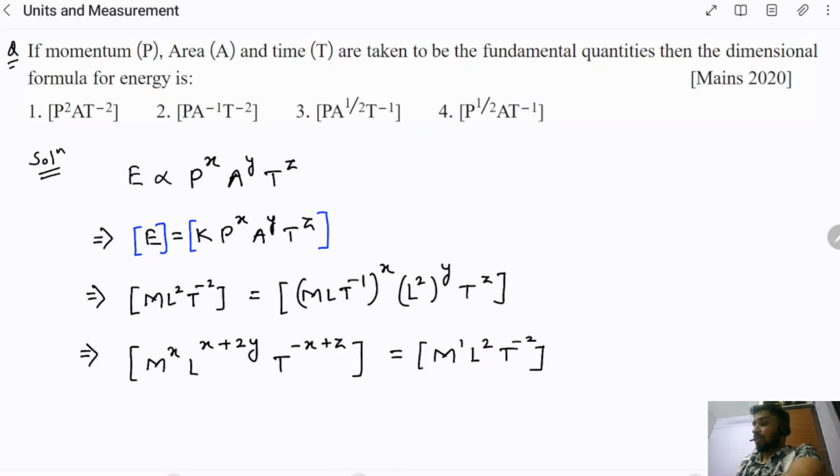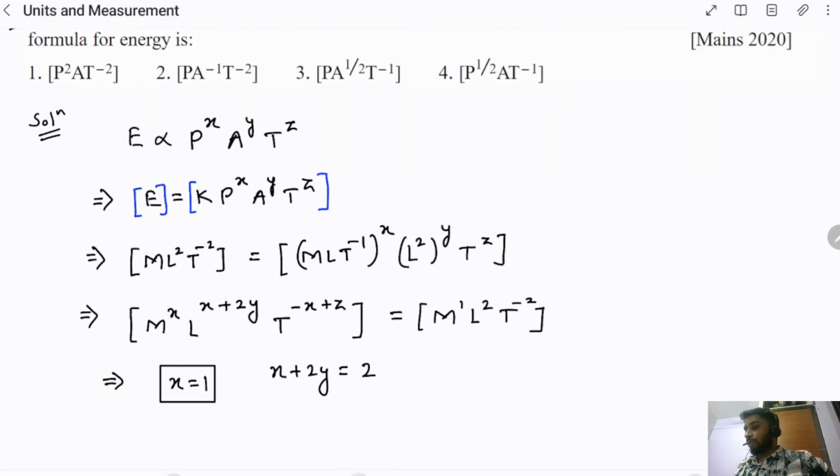Now again the same process, we are going to equate the powers of the same bases here. Power of M on the right hand side is 1, so x should be equal to 1. So from there we are directly getting the value of x, and then if we equate the powers of L, then x plus 2y should be equal to 2. So if we put x equal to 1 here, we are going to get 1 plus 2y equal to 2.